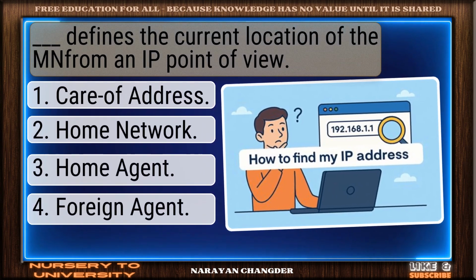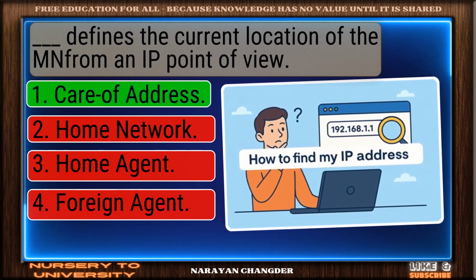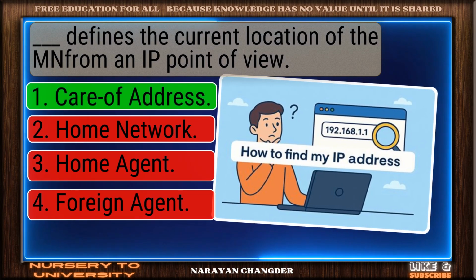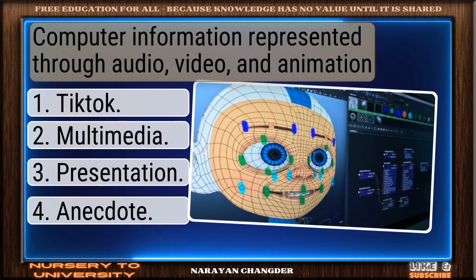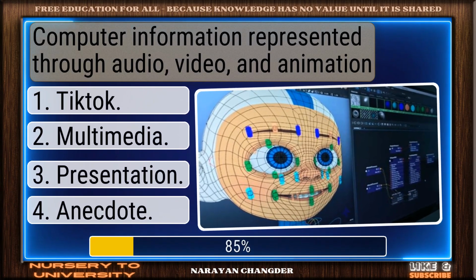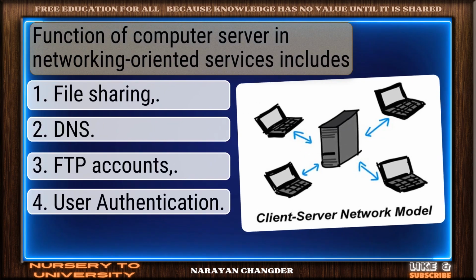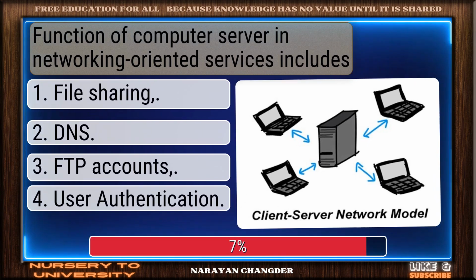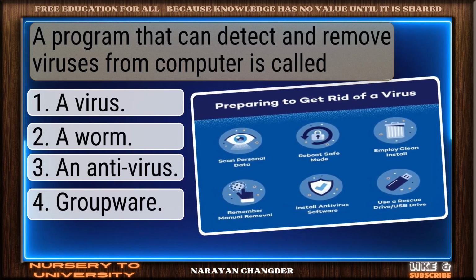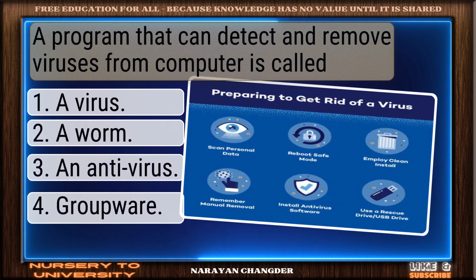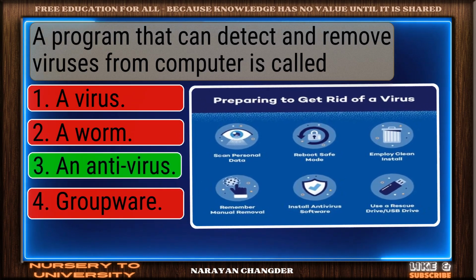Dash defines the current location of the MIM from an EP point of view. Exactly. Care of address makes sense. Computer information represented through audio, video, and animation. You chose multimedia? Correct. Function of computer server in networking-oriented services includes. BRELENS is the answer. A program that can detect and remove viruses from computer is called. Right again. An antivirus is valid.